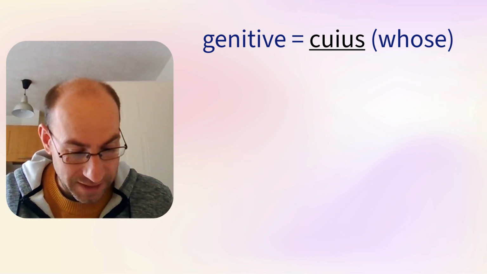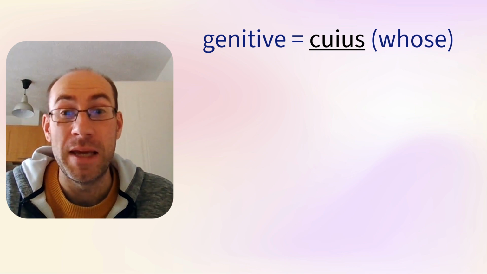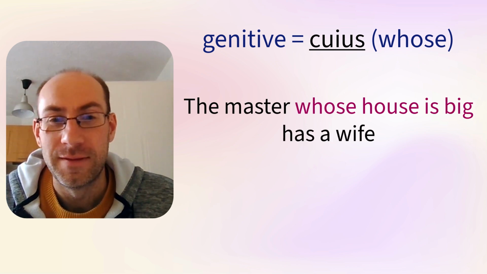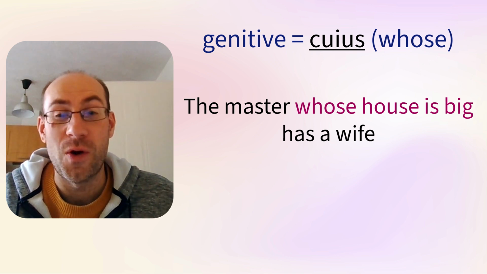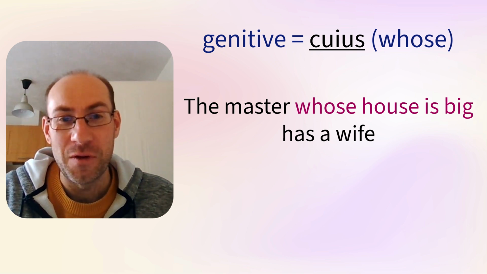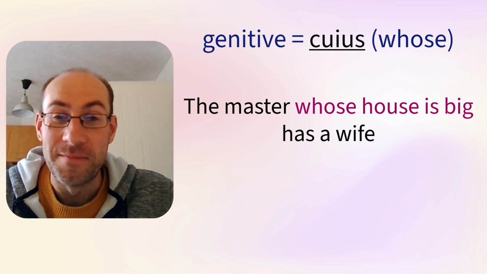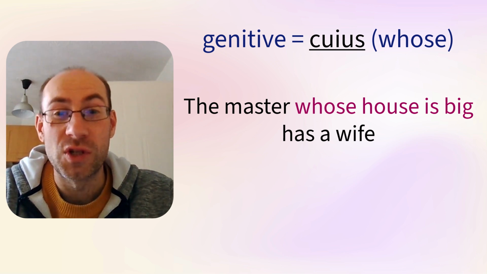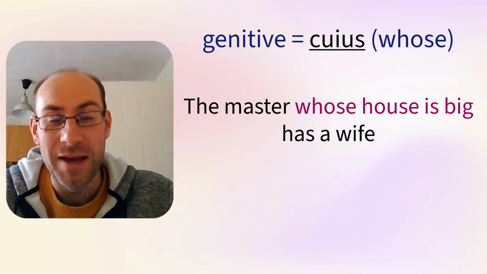Let's try a couple of sentences then. The master, whose house or villa is big, has a wife. We learnt the word for wife, third declension noun recently. It's uxor. Uxor. The master, whose house or villa is big, has a wife. Main clause. The master has a wife. Dominus uxorem, accusative, habet. Dominus uxorem habet.